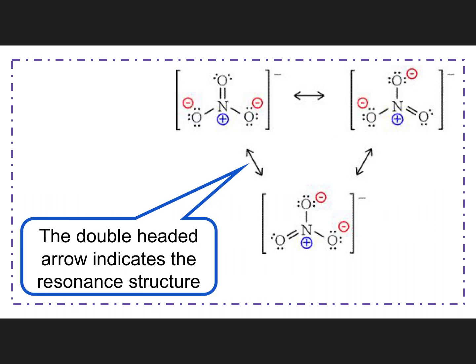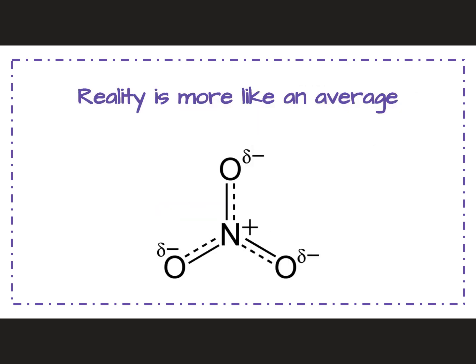The double-headed arrow indicates what's known as a resonance structure. So that means that those electrons are transferred into a bond versus a lone pair pretty easily. When we look at what's actually going on, it's important that we remember that these bonds are really just where electrons are commonly found.